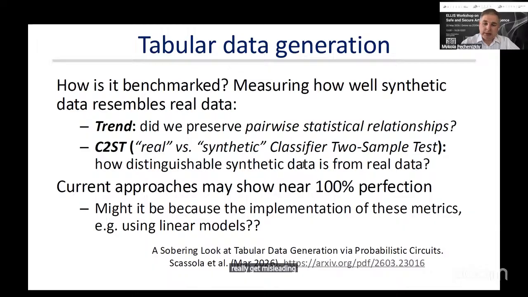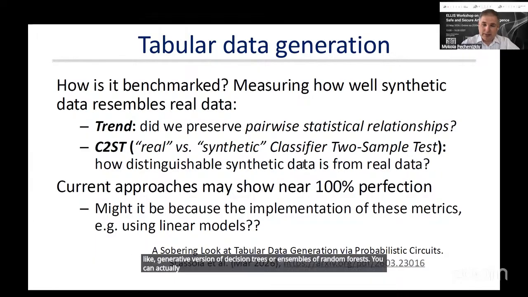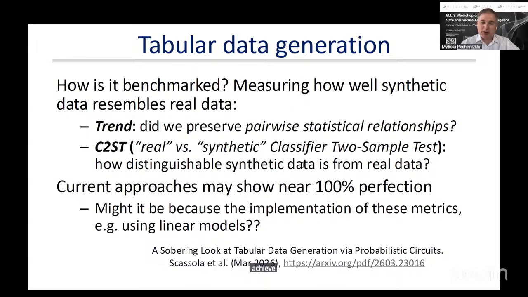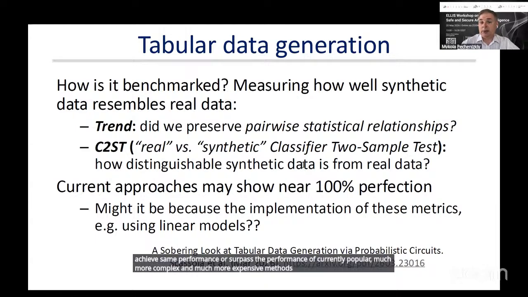And then they illustrated that with probabilistic circuits, like generative versions of decision trees or ensembles of random forests, you can actually achieve the same performance or surpass the performance of currently popular, much more complex and much more expensive methods. And they also illustrate that actual performance is likely to still be very far from perfect, and it's a long way to go to generate high quality tabular data.